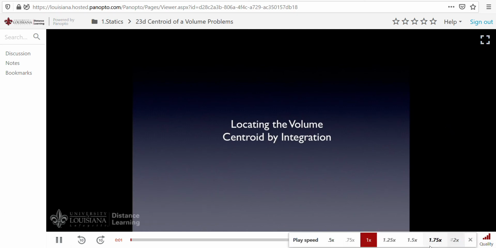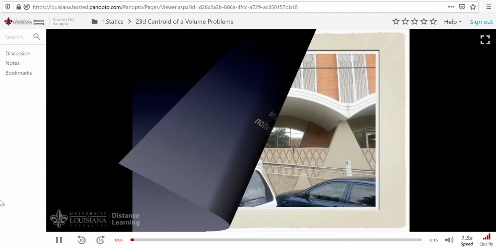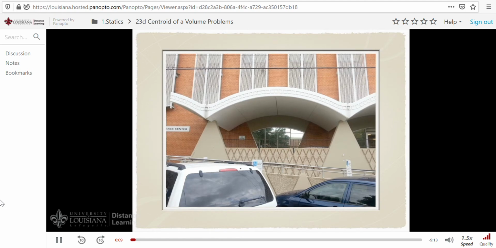In this lesson, we'll show how to determine the location of the centroid for a volume using the method of integration. Finding the location of the centroid or the center of gravity for a large volume is sometimes important in structural engineering. For example, finding the centroidal location of this large roof or the centroidal location of this column over here is important when we go to calculate the stress within these two materials.